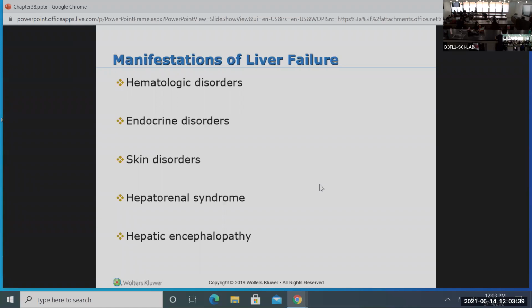Because of the liver disease, the patient is losing consciousness. Please remember, hepatic encephalopathy. In order to take care of this patient, we need to watch these patients' blood ammonia level, very important.